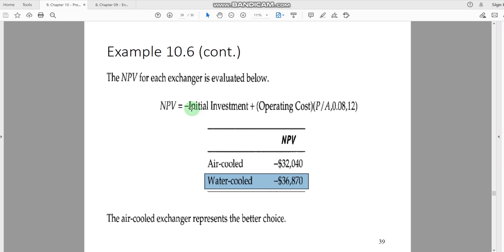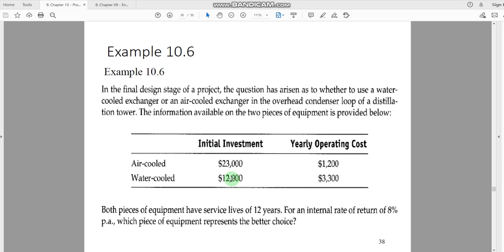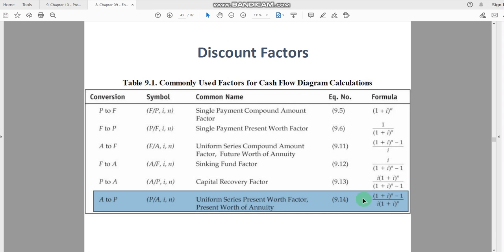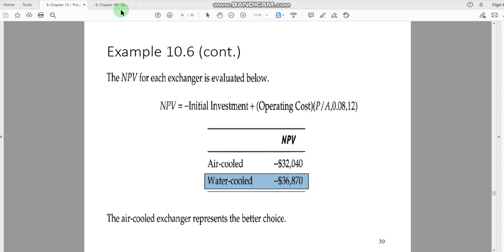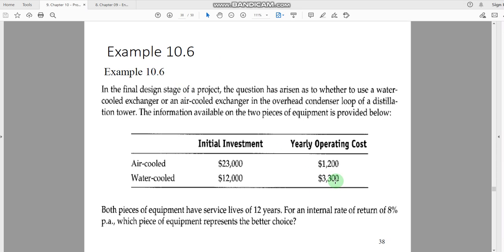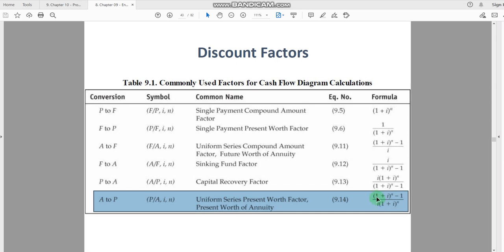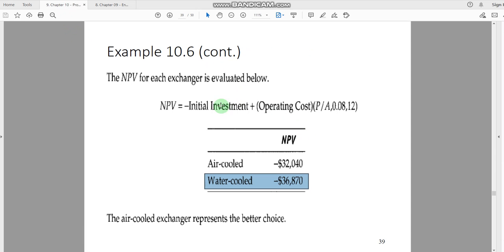So the minus sign with this initial investment, then you will use the same equation for the annuity here, and this time you have to multiply this one with the operating cost, or the annuity that we see here, 3300. Okay, and the rest of the things you have to use with the interest rate and this equation. So you can add these two terms together, and it will give you the net present value for the water cooled heat exchanger, that is minus 36,870 dollars.